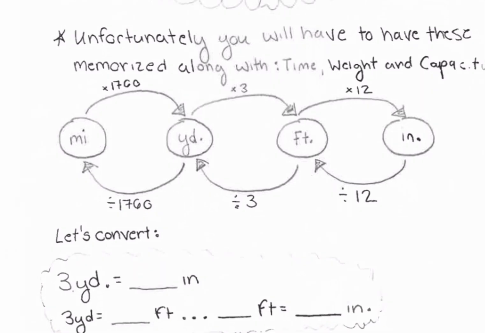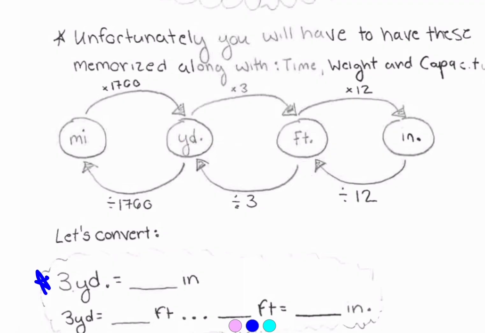So let's say somebody asks you a question on a test. They say, okay, if you have 3 yards, how many inches would that be? So this is how you use the flow chart. You say, okay, where am I starting? Yards. And where am I going? I'm going to inches. And that arrow is going to tell me which one of my little jumps I'm going to use.